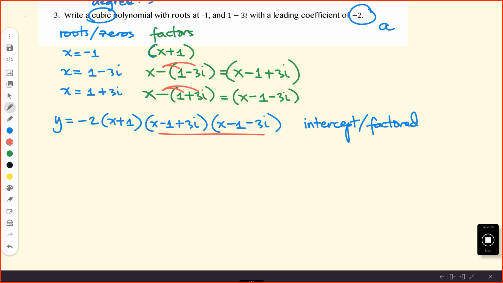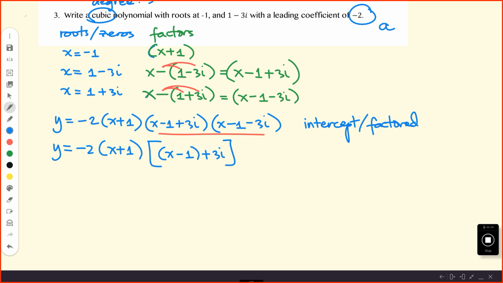Right? Because it looks like a difference of two squares, because you can group x minus 1 as your first term, and then the 3i is going to be your second term. Okay? Let me show you. I can write this as -2 times x plus 1.